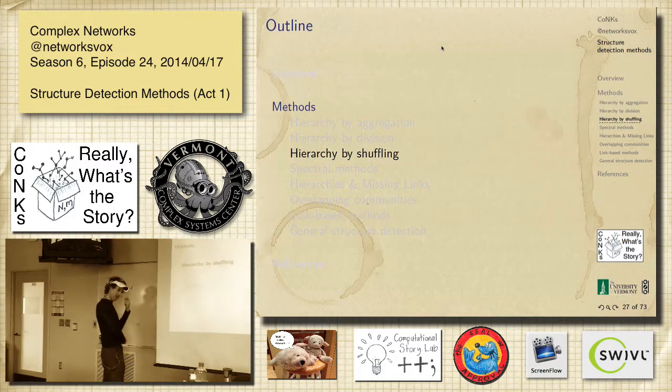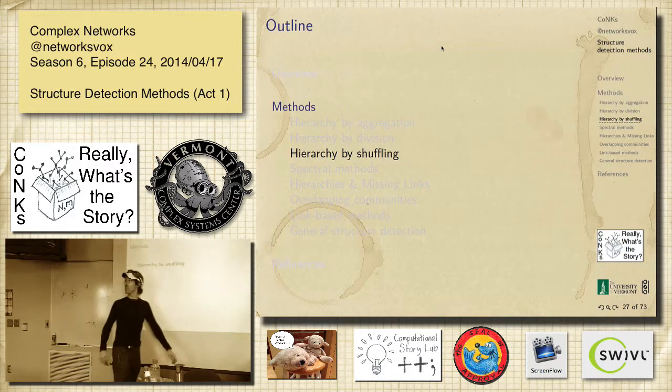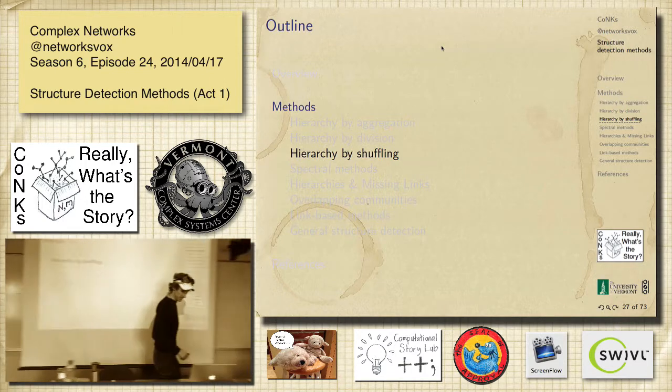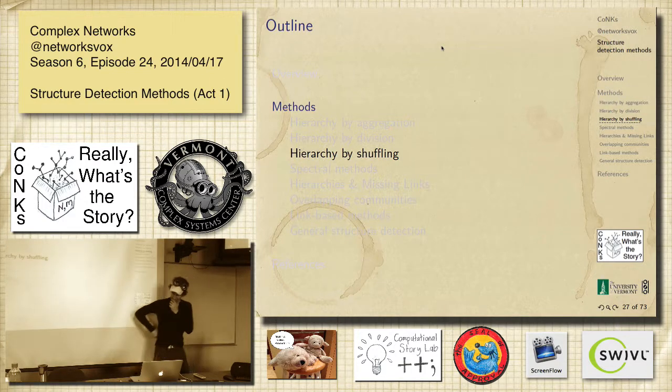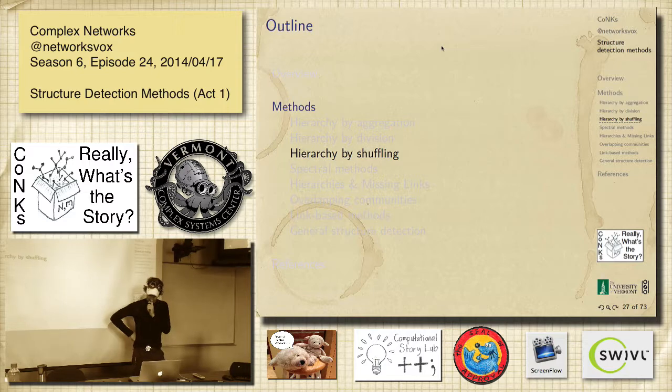So I'll take you through another approach. How are we doing here? Let me take you through this one, then we'll have a break, and we'll go through these other methods.